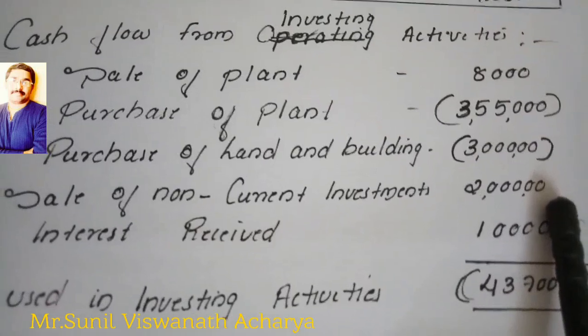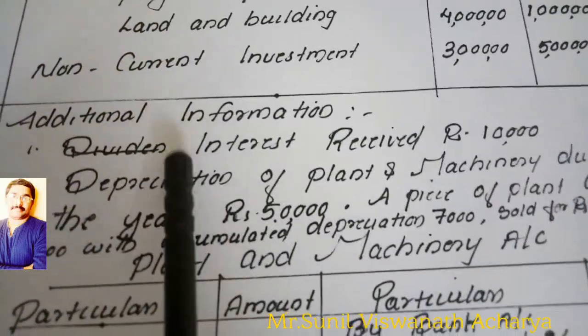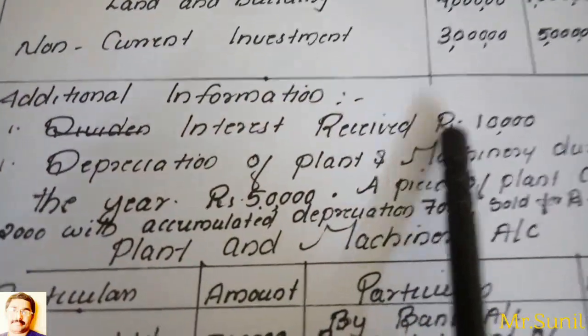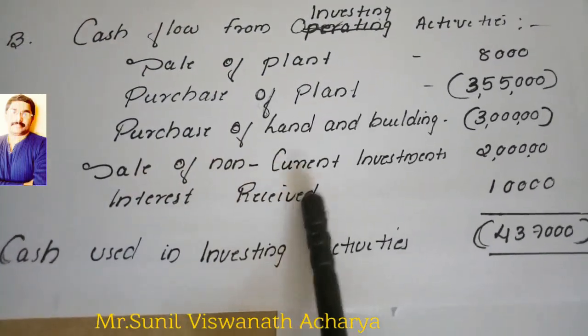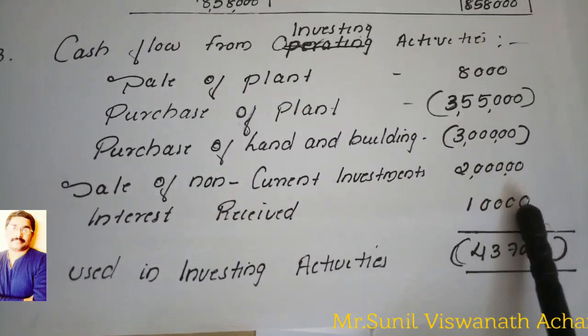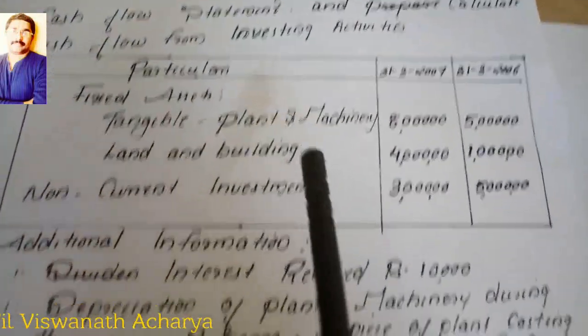It is an inflow. Now one more piece of information is given in the adjustment: interest received. We know interest received is an investing activity. So interest received is an inflow. We are getting the cash. So this much information is related to investing activity in this question.